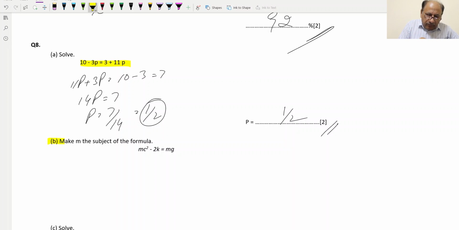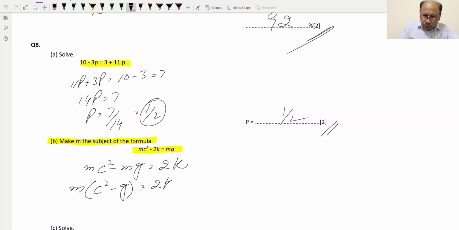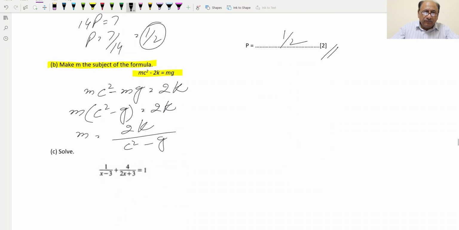And then B part, make m the subject, and this is the equation given, and we can shift mg to the other side and minus 2k to the other side, so it will be mc squared minus mg is equal to 2k, and now we can take m common, and inside will be c squared minus g, and this is equal to 2k, and we can write m is equal to 2k over c squared minus g, and this will be our final answer which we have done.